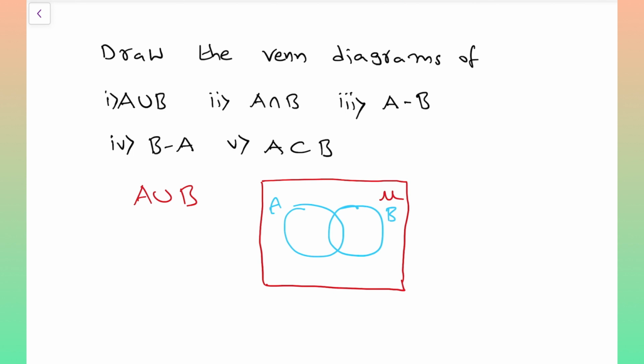Now he is asking here to draw the Venn diagram or to represent the Venn diagram of A union B. So union is nothing but all together. Now these two circles we need to shade completely. This is the representation of A union B. Next, let us check A intersection B then. How to draw or how to represent A intersection B Venn diagram.